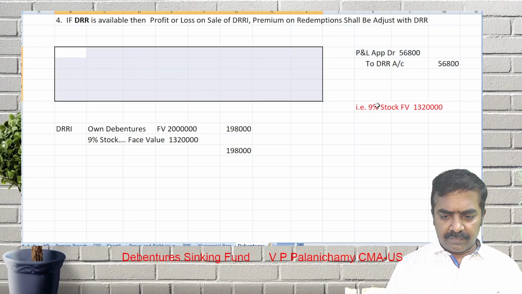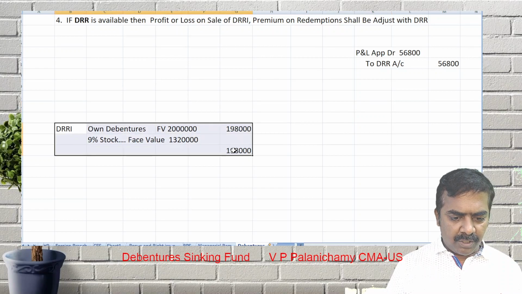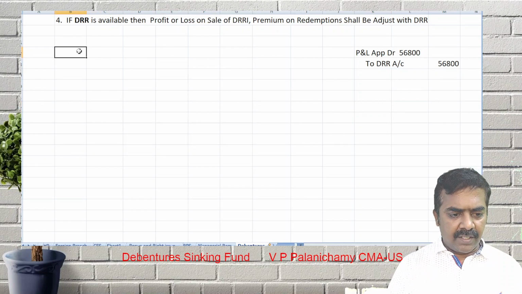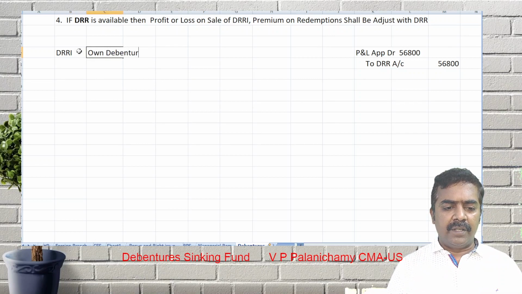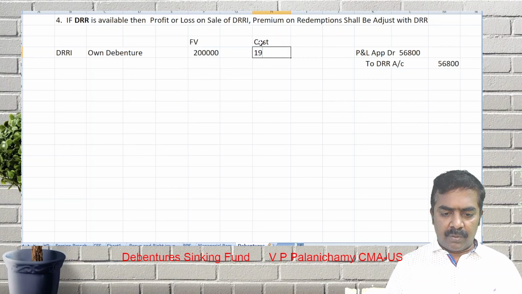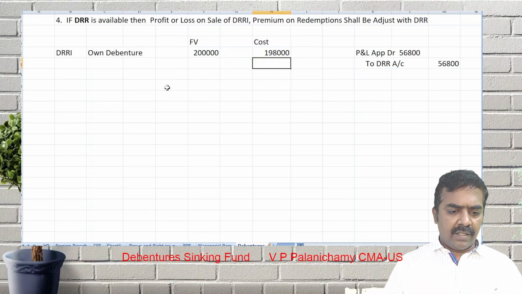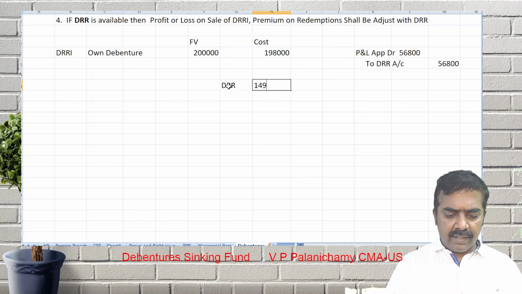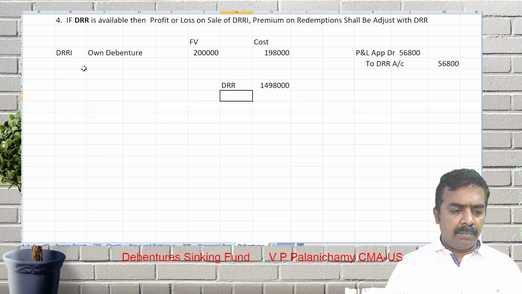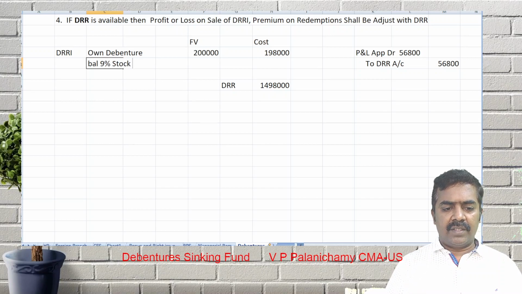Okay, let us conclude simply. Debenture redemption reserve investment: how much have we invested in own debentures? What is the face value? 2,000 into 100, how much? 2 lakhs. What is the cost? 2,000 into 99, how much? 1,98,000. Then what is the total debenture redemption reserve given to us? 14,98,000 given to us. The balance is nothing but that 9% stock, that is the outside investment.